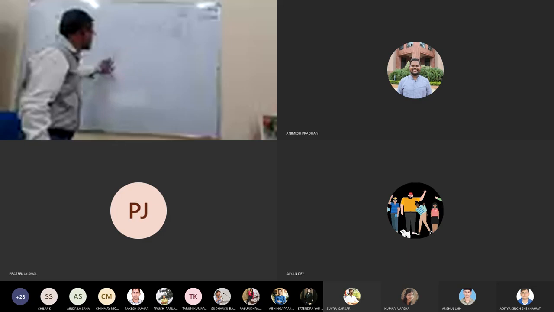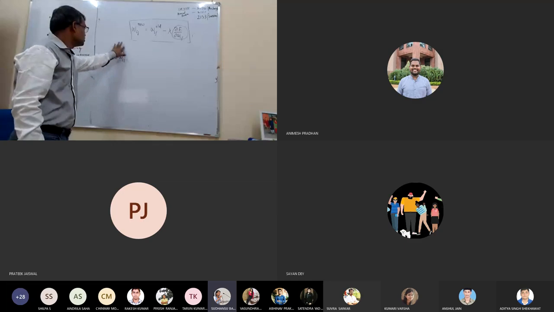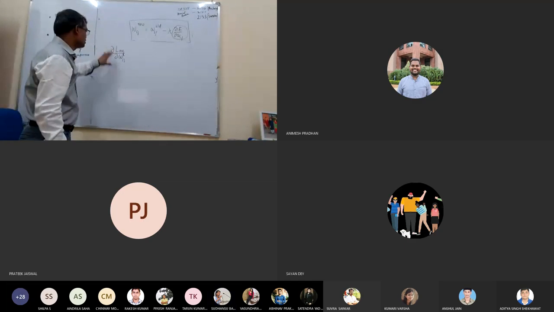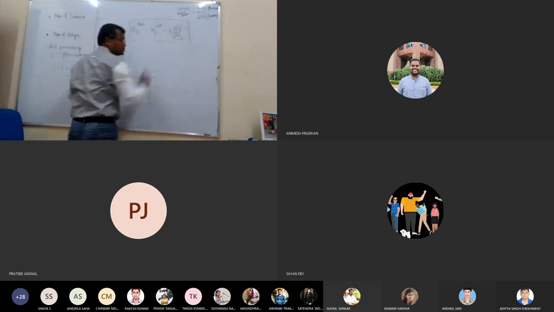We wanted to compute this part. Can you see delta loss? Can you see my pointer? Yes, sir. Very good, it's clear. So delta loss with respect to delta Wij, because this is the part we want to compute.